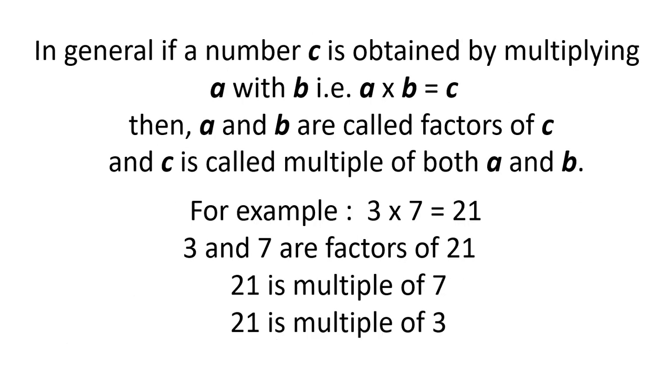In general, if a number C is obtained by multiplying A with B, that is, A into B is equal to C, then A and B are called factors of C, and C is called multiple of both A and B. For example, 3 into 7 is equal to 21. 3 and 7 are factors of 21. This means that 21 is multiple of 7 and also 21 is multiple of 3.